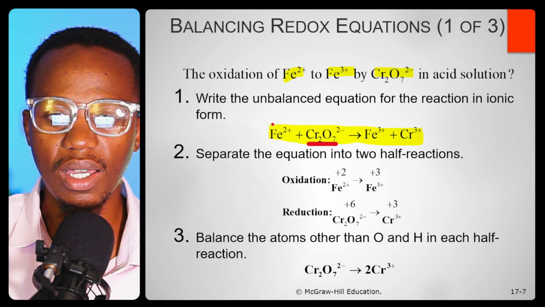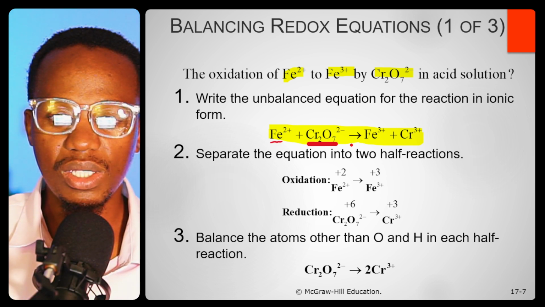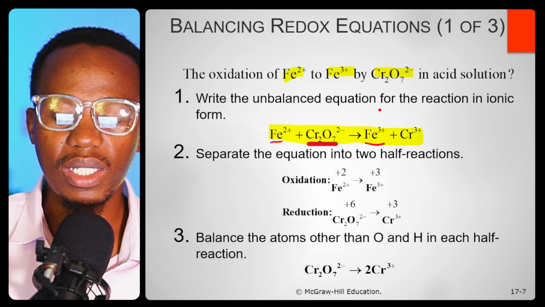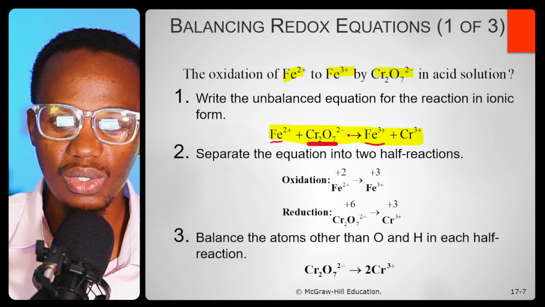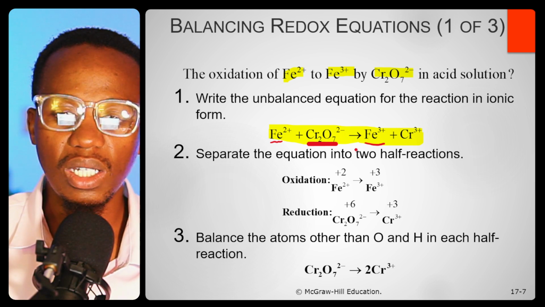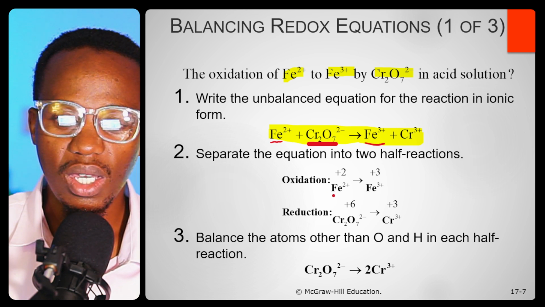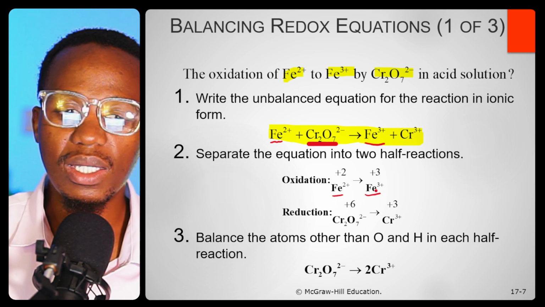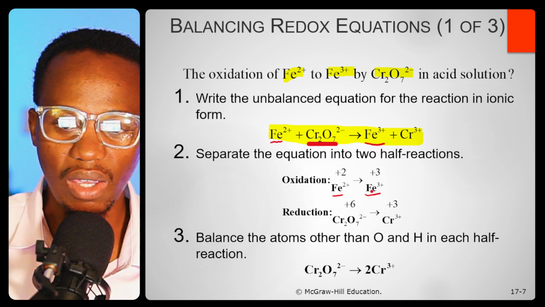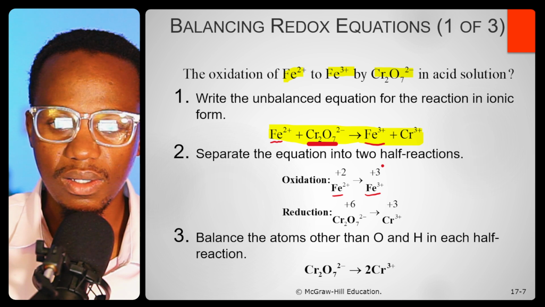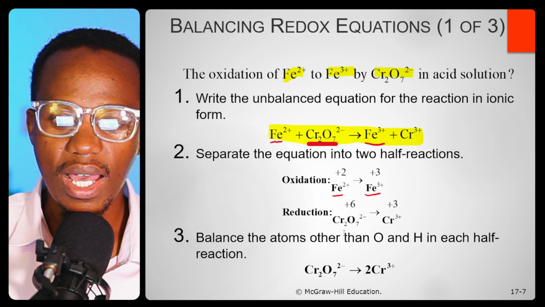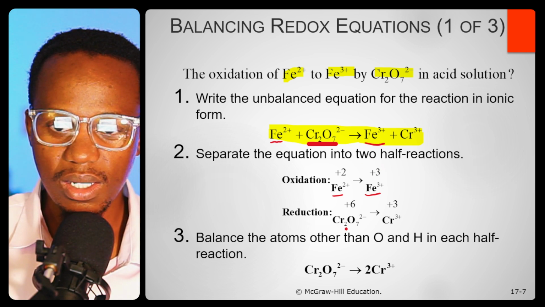Just like we did earlier, you're gonna be like, okay, Fe2 plus is turning into Fe3 plus. Is it gaining electrons or losing electrons? It's losing electrons. How many electrons? It's losing 1 electron. So Fe2 plus is going to go to Fe3 plus, and this is giving us oxidation. And then chromium.